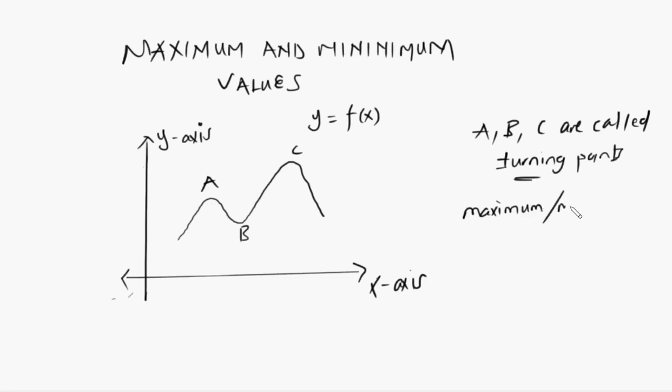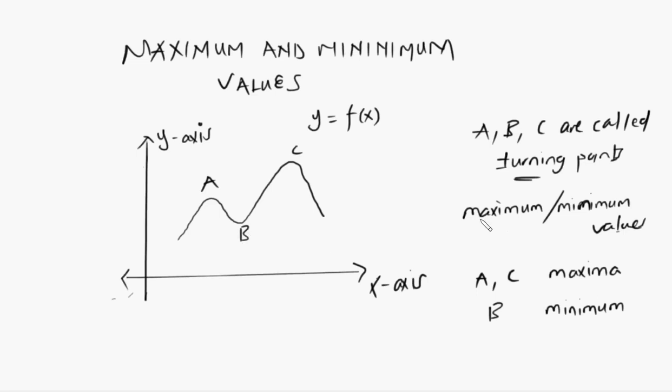Maximum or niseme minimum values, ambapo kwa kesi yetu hapa a na c ni maximum, a na c ni maxima. Okay, ikiwa moja inakuwa maximum, ikiwa nyingi zinakuwa maxima, singular and plural, wakati b ni minimum. So a na c ni maximum na b ni minimum.